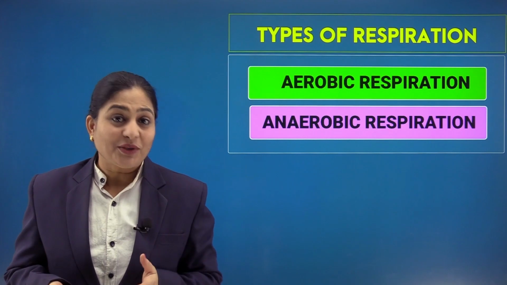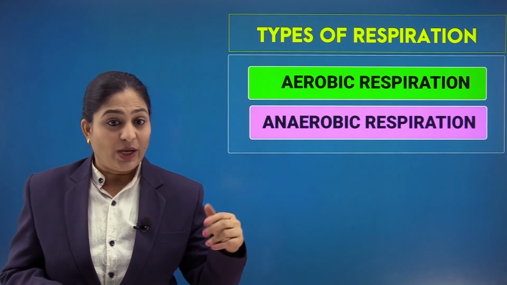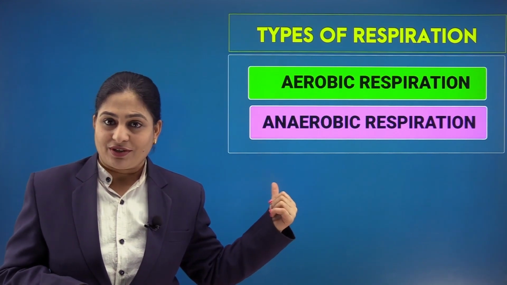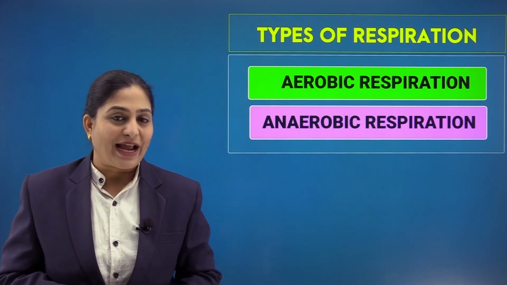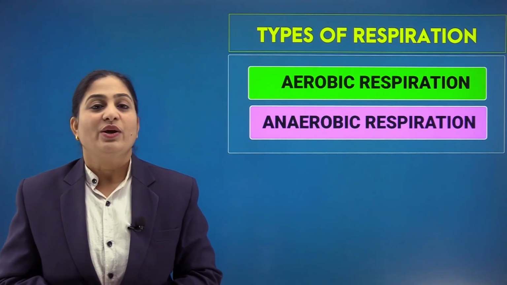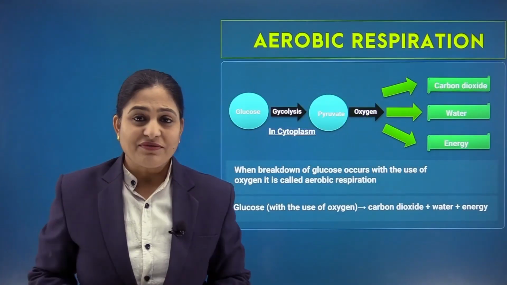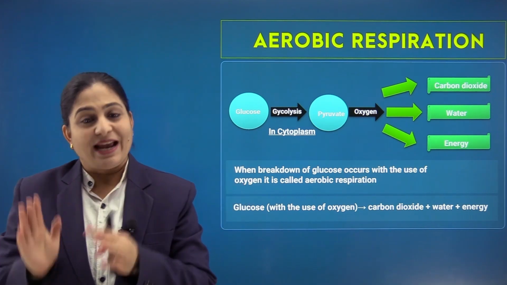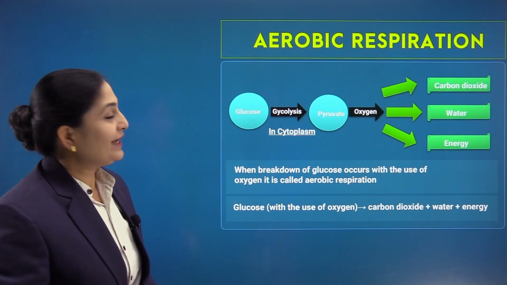When we talk about the types of respiration, basically there are two types: one is aerobic respiration and the other is anaerobic respiration. In this chapter, we are going to discuss these two types of respiration in detail with different organisms and cells. So let us discuss both one by one in detail.